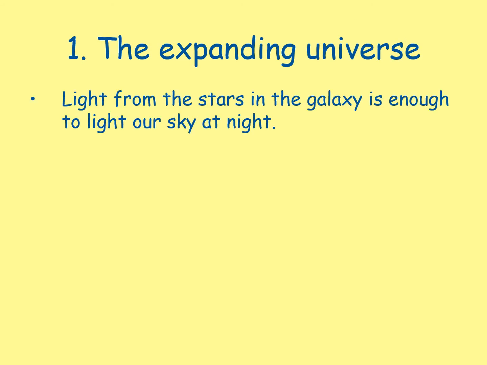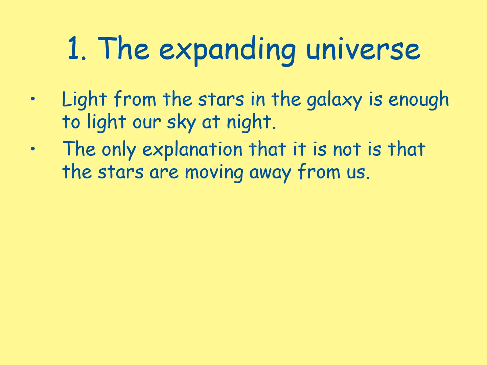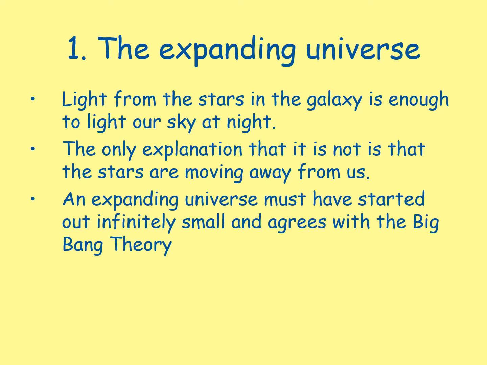1. The expanding universe. Light from the stars in the galaxy is enough to light our sky at night. The only explanation that our sky is not completely bright at night is that the stars are moving away from us. An expanding universe must have started out infinitely small and agrees with the Big Bang theory.